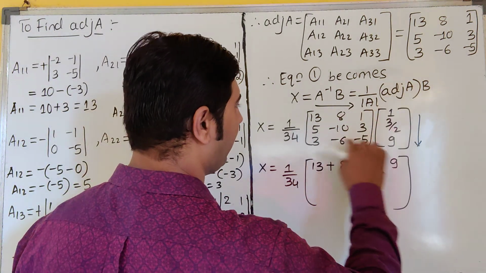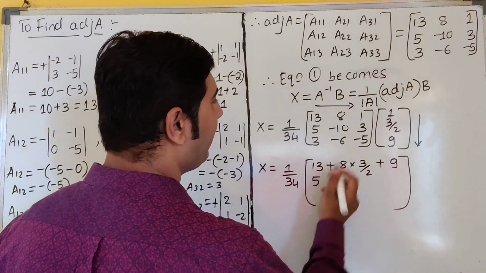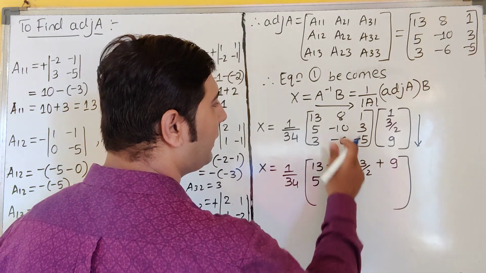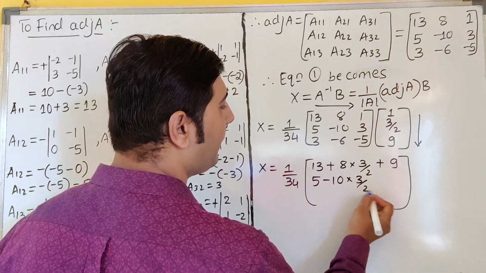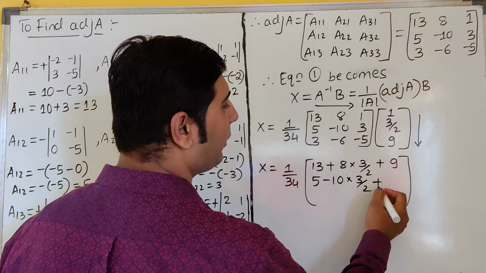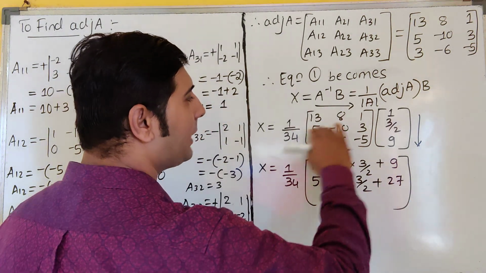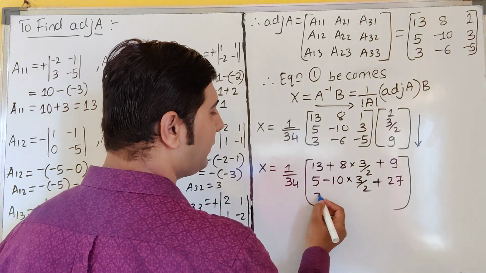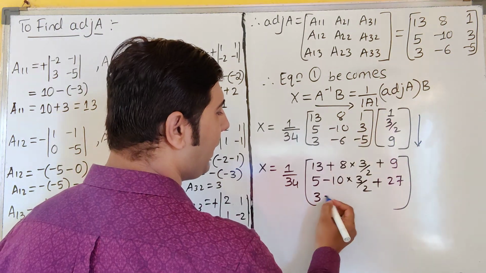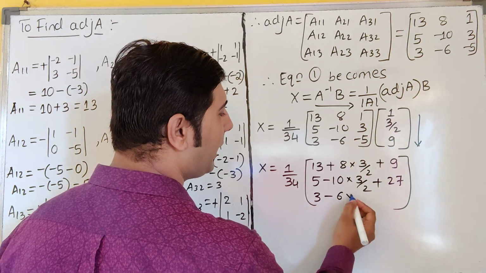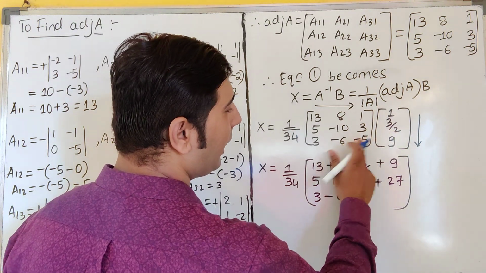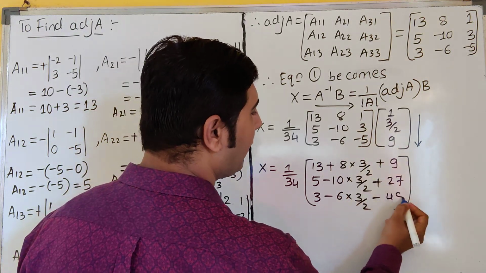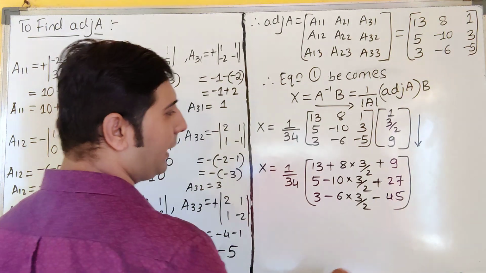Now see, second row first column. 5 1 ja 5, minus into plus is minus, 10 into 3 by 2, 3 into 9, 27, dear students. Second row first column is over. Now third row first column. 3 1 ja 3, minus into plus is minus 6 into 3 by 2, second to second. Third to third, minus into plus is minus 5 9 ja 45. So how much will we get, you see?